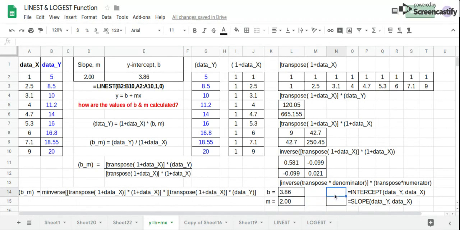B, the intercept, can be calculated using the INTERCEPT function. We have data y and data x. While the slope can be calculated using the SLOPE function, with data y and data x. And that calculates the values of b and m in a trendline equation.